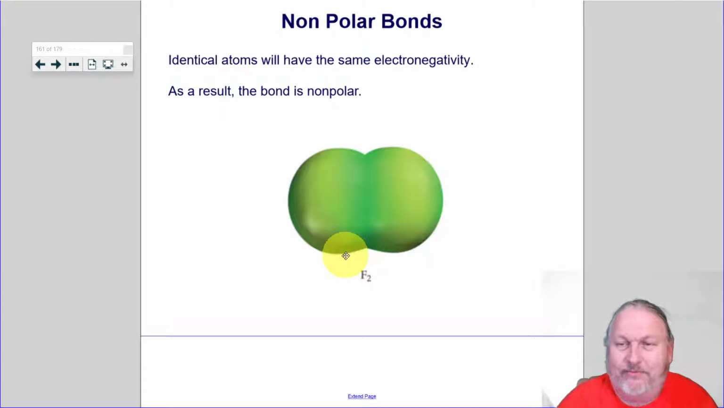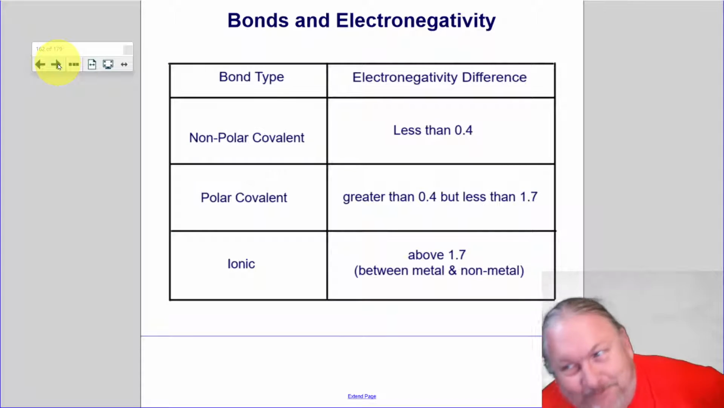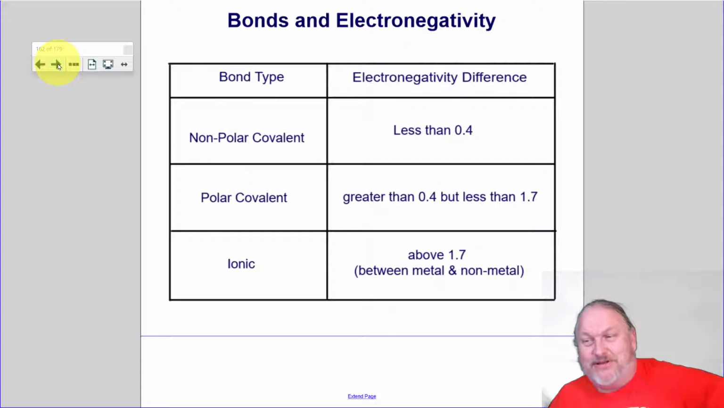If we have identical atoms with the same electronegativity, we say that bond is nonpolar. It's not going to be attractive to other things. The electrons are going to hang out around both of them equally.